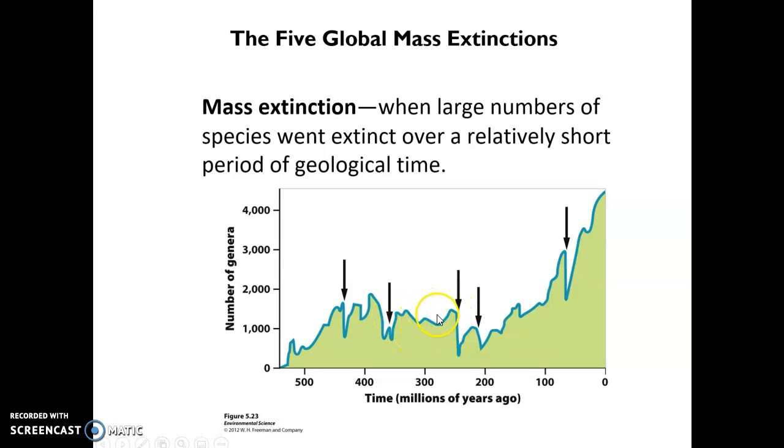Here's another one. It was moving along quite steadily. And then there was another sharp dip. This one is about 3/4 of the species going extinct. A smaller dip here, about half, then increasing numbers of genera. And then here about 65 million years ago, there was another great crash. That is the period of time in which the dinosaurs went extinct. And then the number of species and genera have again increased.